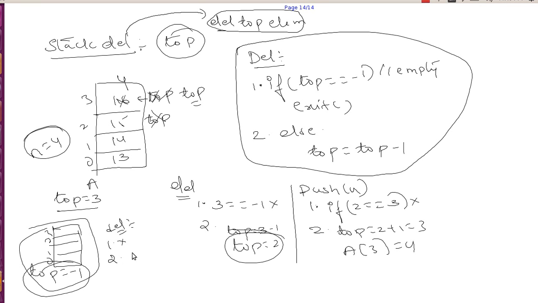You immediately come to the second step, you say top minus minus, so top is decremented to the previous index. Again if you call delete, top gets decremented to the first index. Again if you call delete, top gets decremented to the 0th index. Again if you want to delete, top will be decremented to minus 1. Again if you want to delete, this first condition itself will be satisfied, that is, top is initialized to minus 1, the condition is satisfied, and you exit the program.